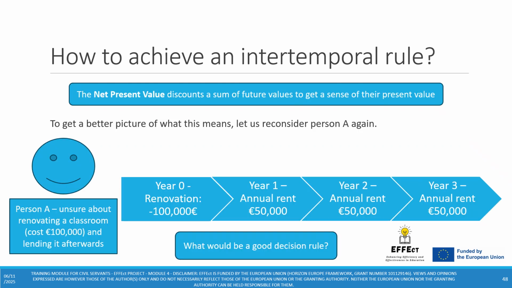To get a better picture of what this means, let us reconsider person A again. This time, person A is a school principal who is unsure about whether to renovate an old classroom of their school. If the classroom is renovated, it has a great quality afterwards, and another school principal who is desperately searching for additional classrooms for their school has already asked to borrow the renovated classroom half-time, which would then provide an annual rent of 50,000 euros to person A's school. Should person A now do this or not? To determine this, we would need a decision rule. But what would be a good decision rule? We will discuss this in the following submodule.